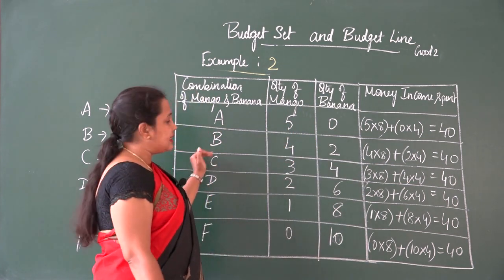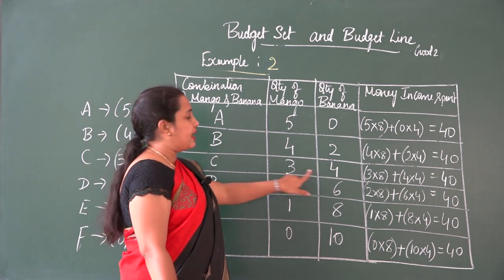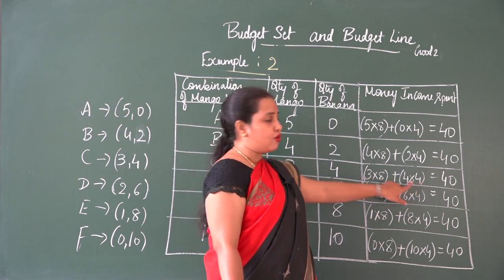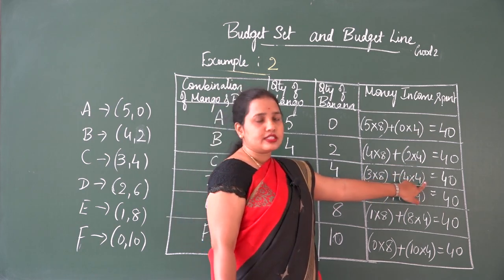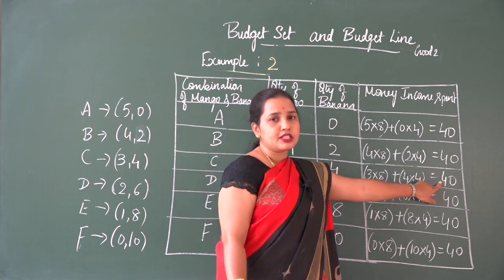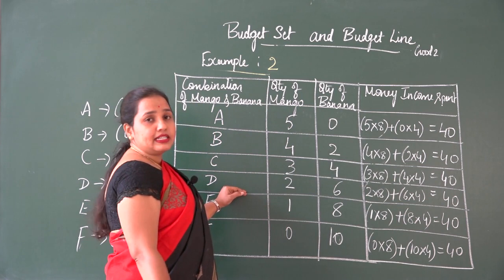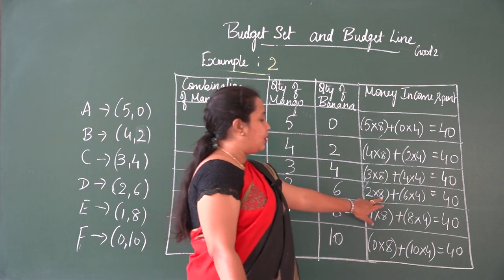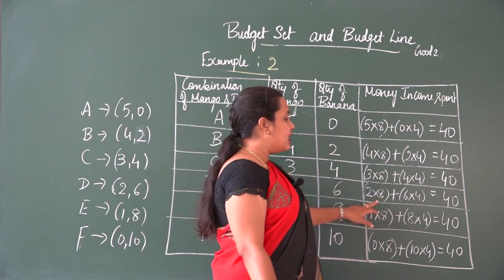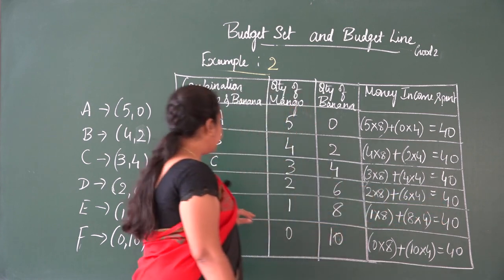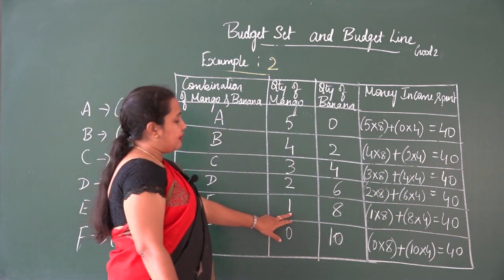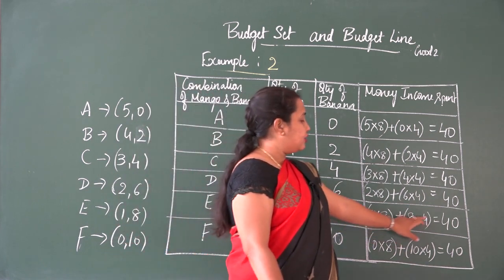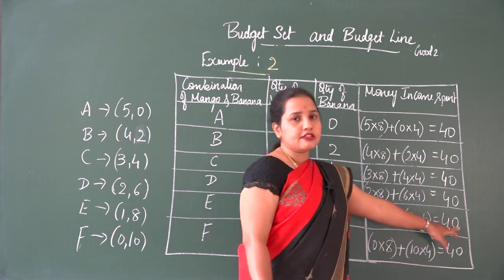Combination C, that is bundle C, indicates he can buy 3 units of mango and 4 units of banana. Listen here, 3 into 8 plus 4 into 4. 3 into 8 is 24, 4 into 4 is 16. When you add 24 plus 16, that becomes 40. Likewise, bundle D indicates he can buy 2 units of mango and 6 units of banana. 2 into 8 is 16, 6 into 4 is 24, 16 plus 24 again is 40. Then bundle E indicates he can buy 1 unit of mango and 8 units of banana. 1 into 8 is 8, 8 into 4 is 32, 8 plus 32 is 40 again.